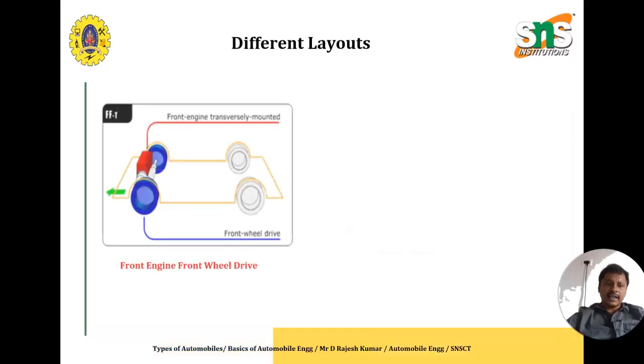Other than that, according to the engine mounting, there are different kinds of layouts. The first is the front engine, front wheel drive. Here, the engine is mounted in the front side of the vehicle, and the power from the engine is transferred to the front wheels. So it is called front engine front wheel drive.